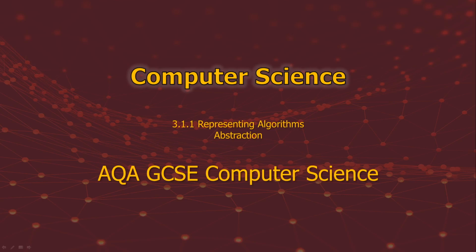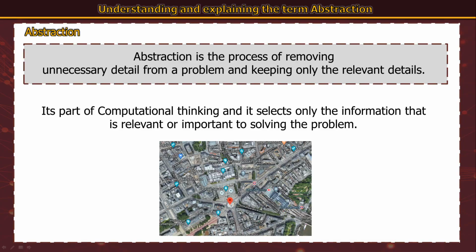In this video, I'll be covering one of the key computational thinking concepts, which is abstraction. I want to start off with the definition of abstraction. Abstraction is the process of removing unnecessary detail from a problem and keeping only the relevant information. It focuses on what's important to complete or solve a problem. In computer science, there are thousands of examples of abstraction. It is used continually by programmers.